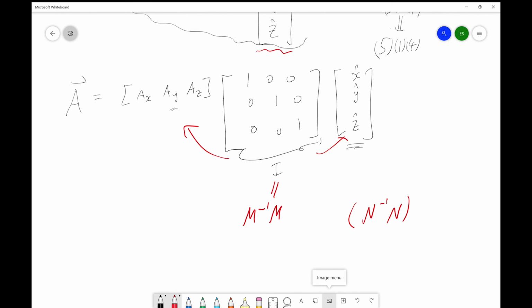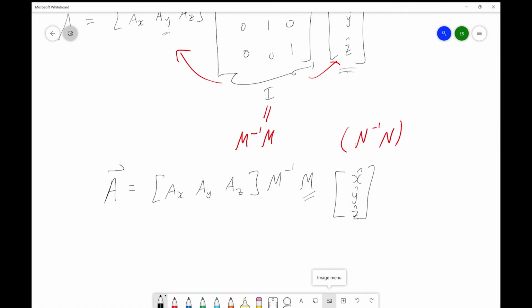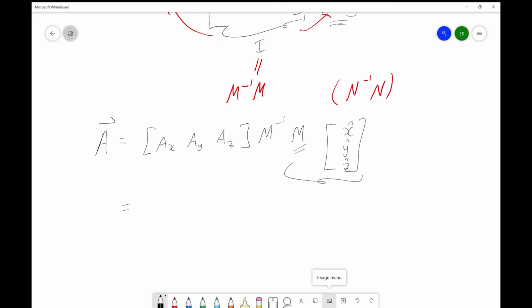But this is the trick. If I plug in M inverse M, instead of I I end up with AX, AY, AZ, and then I have M inverse, and then M, X, Y, Z. But what is M? M is the transformation from Cartesian bases to cylindrical basis vectors. So this whole thing, M, X, Y, Z, is going to give me R phi Z. So this is going to be equal to AX, AY, AZ, M inverse. Instead of M, X, Y, Z, I'm going to write R, phi, Z hat.